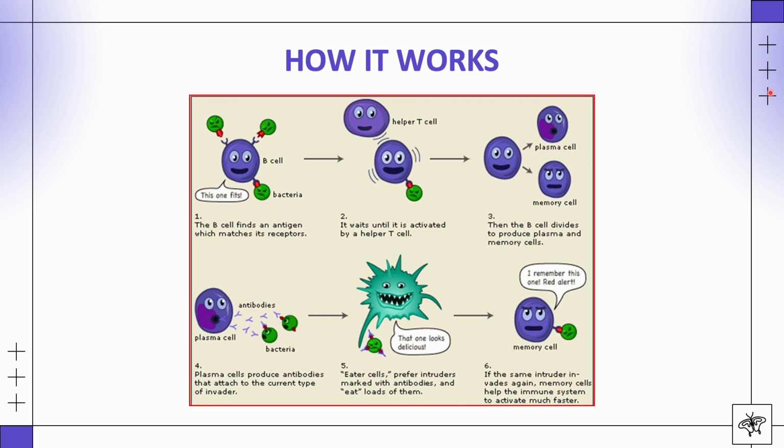Now, the plasma cells will produce antibodies that will attach to the current type of invader. Once the pathogens are tagged by antibodies, the eater cells, which are our phagocytes, will eat these pathogens, which are marked by antibodies. Then, if, for example, the same pathogen is encountered a second or third time, the memory cells will help the immune system to activate much faster.